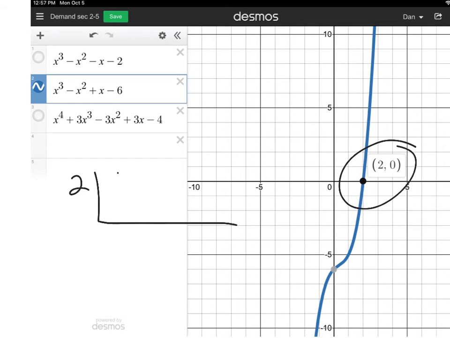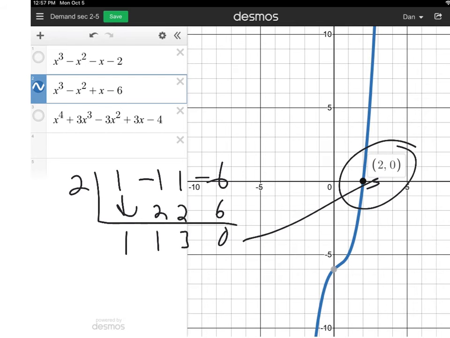So I'm going to divide 2 into 1, -1, 1, and -6. I'm going to get 2, which is 1, 2, which is 3, 6, which is 0. We knew it was a 0 because it told us that. So I'm going to get x minus 2 times x squared plus x plus 3. That satisfies this homework assignment as writing them with an irreducible quadratic. Now I know this is irreducible because it doesn't cross the x-axis again. It's not going to factor, can't factor.